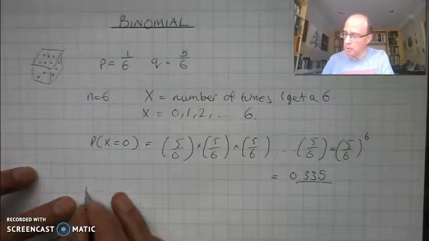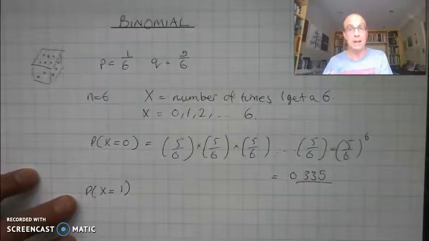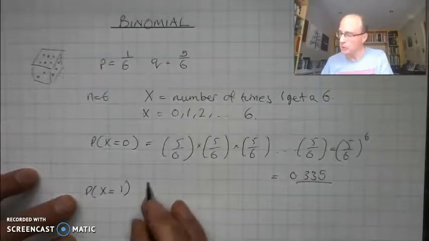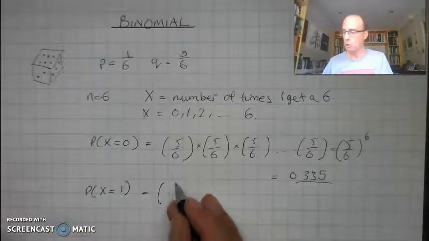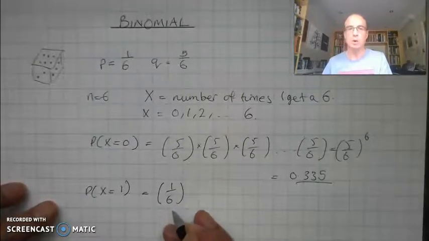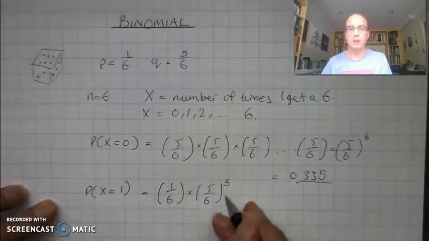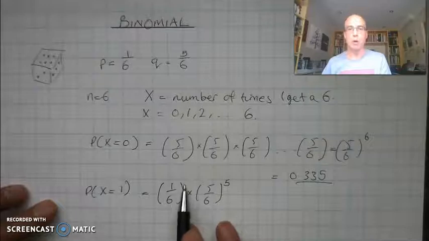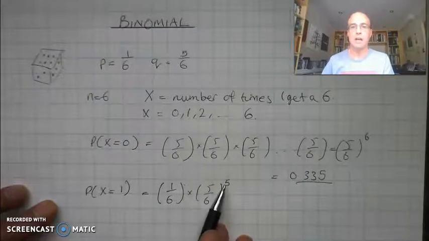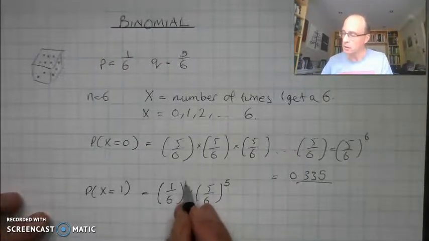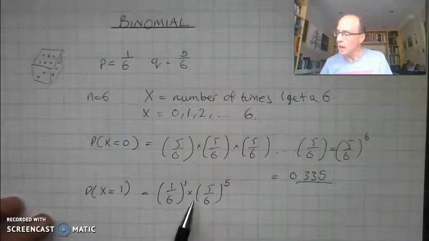Okay, let's have a look at the probability that X is equal to 1. So out of my 6 rolls, exactly one of them will be a number 6. Let's have a think about what happens if I'm successful on the first roll. The chance of that happening is 1 in 6. And then I need to fail in the next 5 rolls. So I've got 1 trial where I'm successful and 5 rolls where I'm unsuccessful, and 1 plus 5 gives me my 6 trials completed.